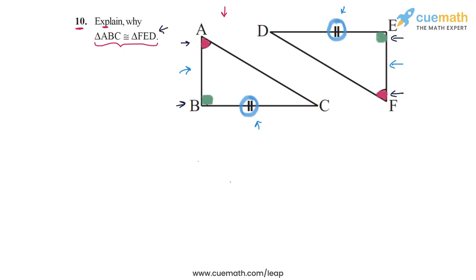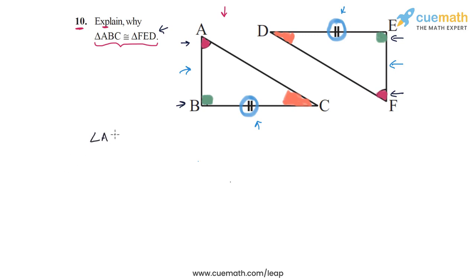The thing is that if two angle pairs in two triangles are equal, then the third pair of angles will automatically be equal. So if angle A and angle F are equal, angle B and angle E are equal, then angle C, this angle here, will automatically be equal to angle D. And why is that? Well, because the sum of the angles in any triangle is equal to 180 degrees.